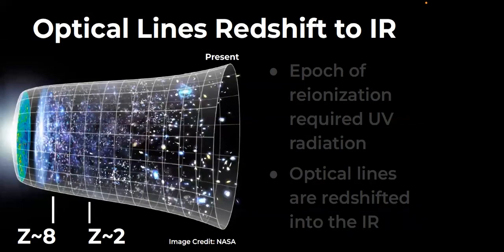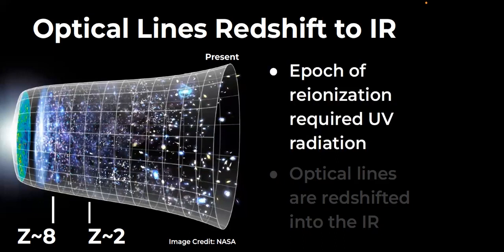Here I have a diagram of the history of the universe. On the left-hand side, we see its earliest moments, and towards the right-hand side, we see the present. One way to contextualize the ages of galaxies is a parameter called redshift. We know that the universe is expanding, and as light leaves the galaxy and travels towards us, it's shifted towards the red part of the spectrum by this expansion. And so the galaxies that I studied have a redshift range from 2 to 8.